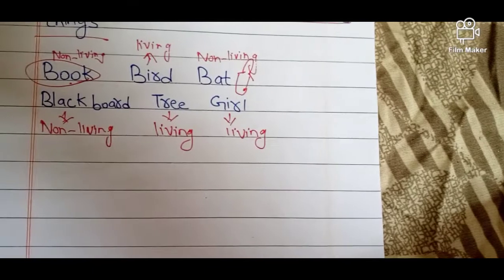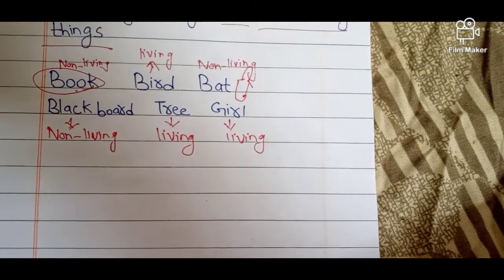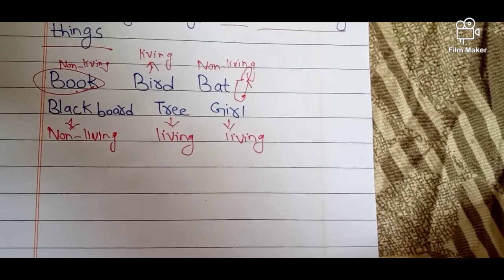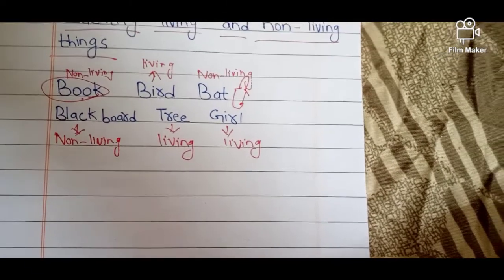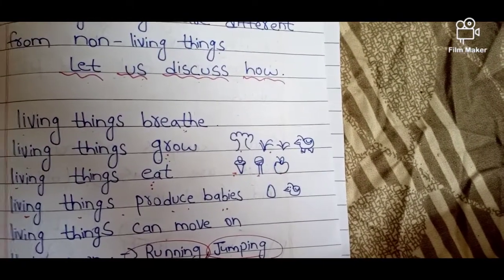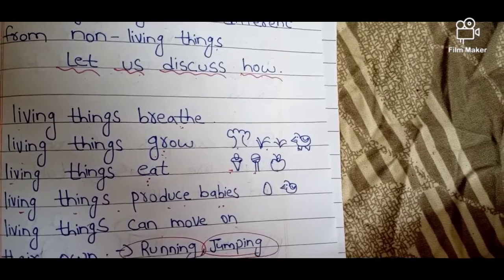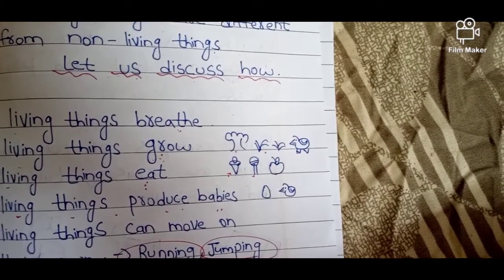Okay, children. Hope this concept is clear to you. Once again, I will revise. Living things are those things that can breathe, eat, produce babies, and grow, whereas non-living things cannot move on their own. They do not grow. They do not produce babies.